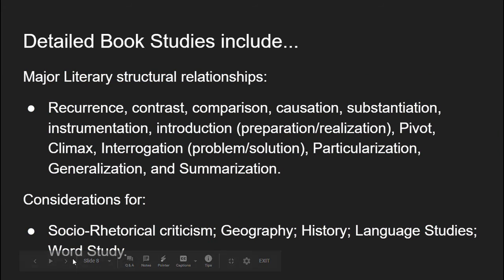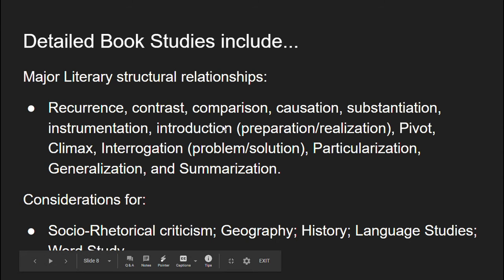So detailed book studies include major literary structural relationships. If you're familiar with English literature, these are very common terms. Recurrence, with something that's repeating over and over again. There's a contrast. They might use comparison in the writings, causation, substantiation, instrumentation, introduction.